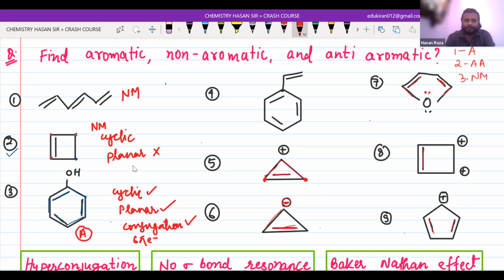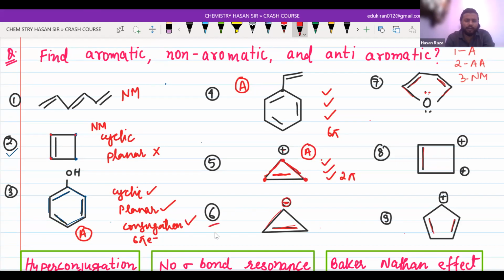Come to the next one. Cyclic, planar, conjugation, and 6 pi electron. So it is also aromatic. Come to this, cyclic, it is planar, sp2, sp2. This is also sp2. Complete conjugation, you can see pi, sigma, pi, and vacant orbital. So complete conjugation, cyclic, planar, and 2 pi electron. That's why it is aromatic.